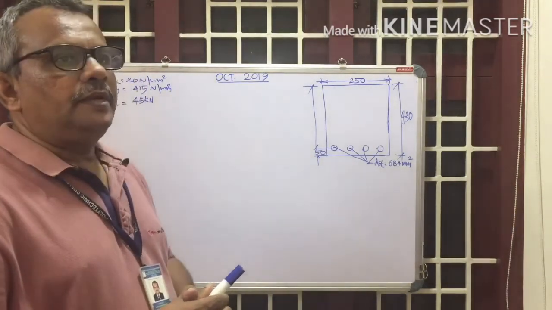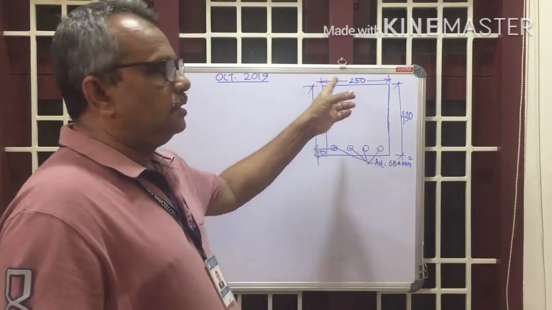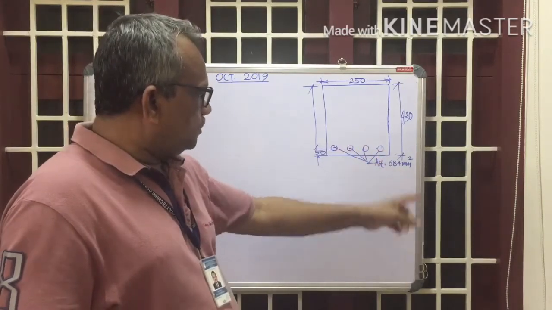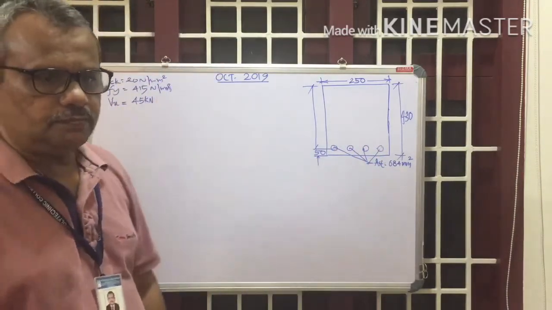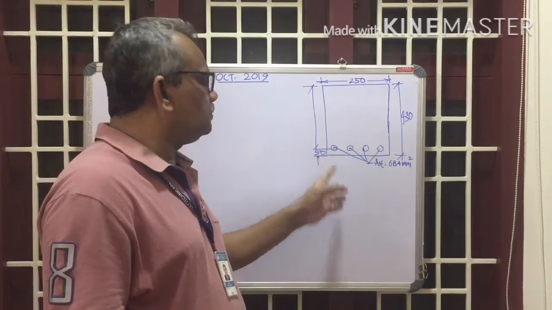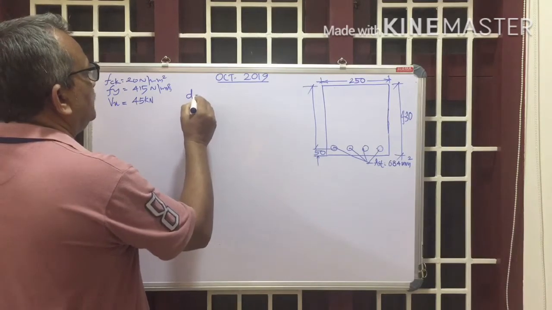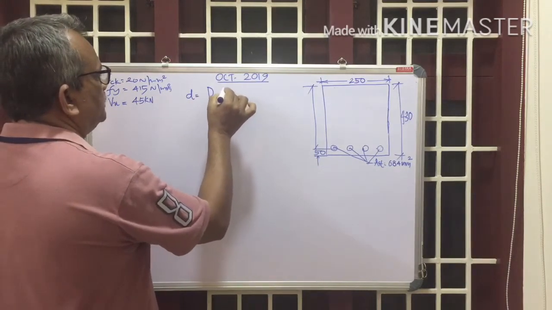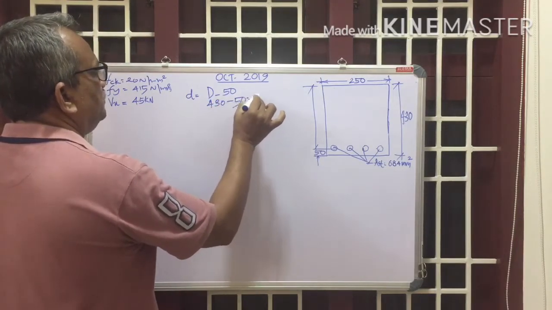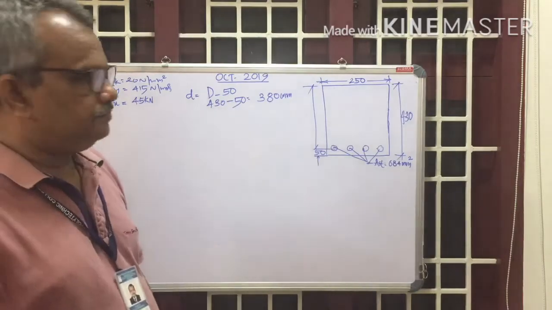What's the question? A beam of breadth 250 and overall depth 430 mm is reinforced with AST equal to 684 mm squared, with an effective cover of 50 mm. Therefore, effective depth will be equal to overall depth D minus 50, that is 430 minus 50, which is 380 mm, the effective depth of the beam.